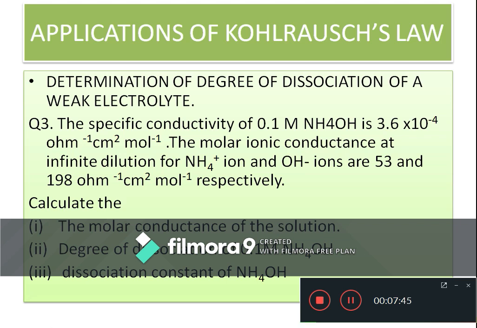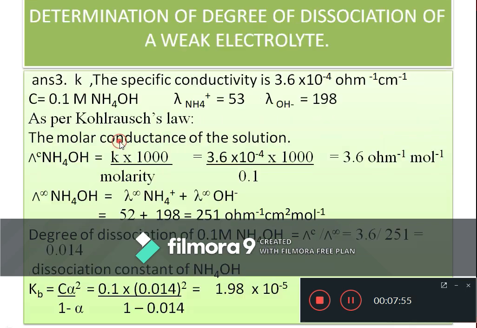Molar conductance is equal to kappa. Kappa is specific conductivity. So I would like to repeat once more that this 3.6 times 10 to the power minus 4, the unit is ohm inverse, centimeter inverse. There was a small error, and you can see here it is rectified. Ohm inverse, centimeter inverse, this is specific conductivity kappa. And you know molar conductance is given by this formula: kappa into 1000 divided by molarity. So we have been given each and everything.